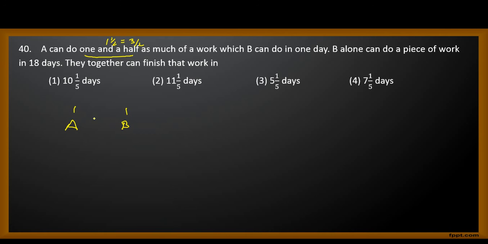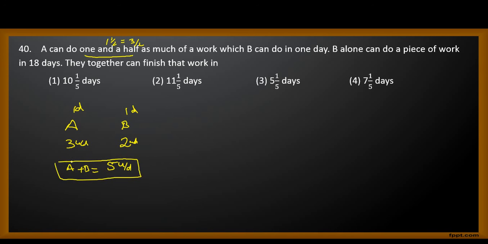Now listen carefully. What is given here? 3 by 2. The number in the denominator is 2 units. So I consider B does 2 units. Then A will do how much? 3 by 2 of 2, which is nothing but 3 units. So A does 3 units per day. This is in one day. And B does 2 units per day. Together they will do how many units per day? 5 units per day. A and B together will do 5 units per day.